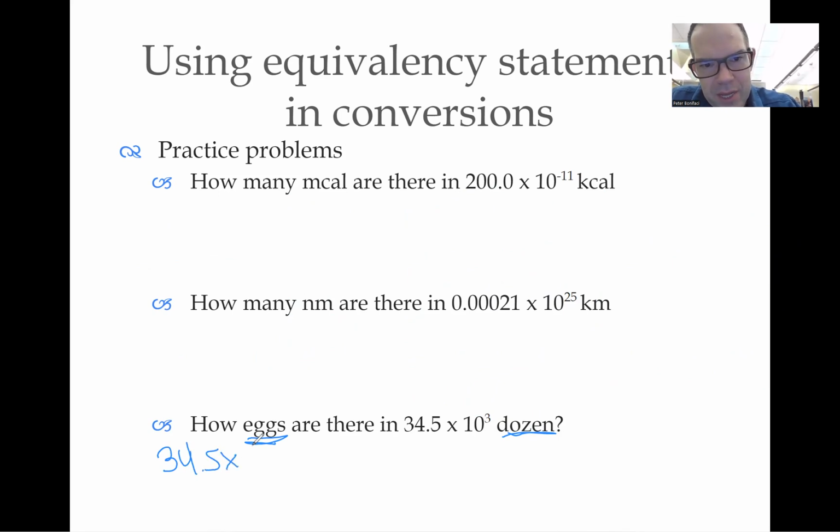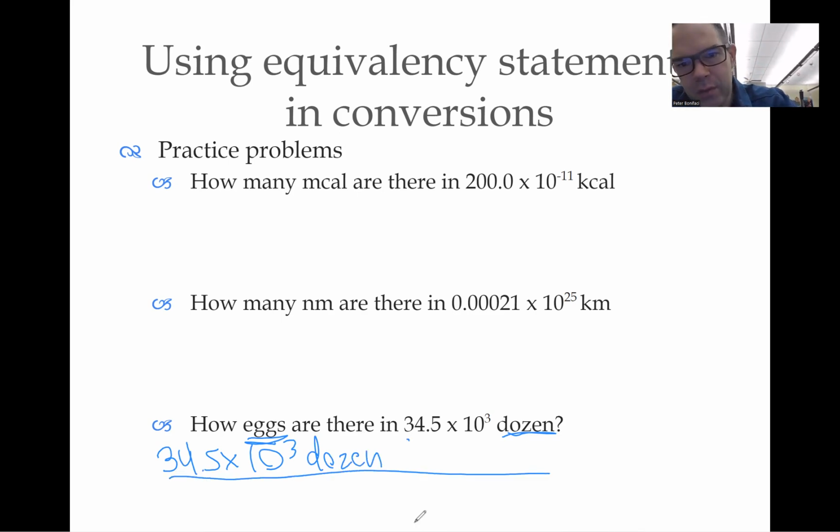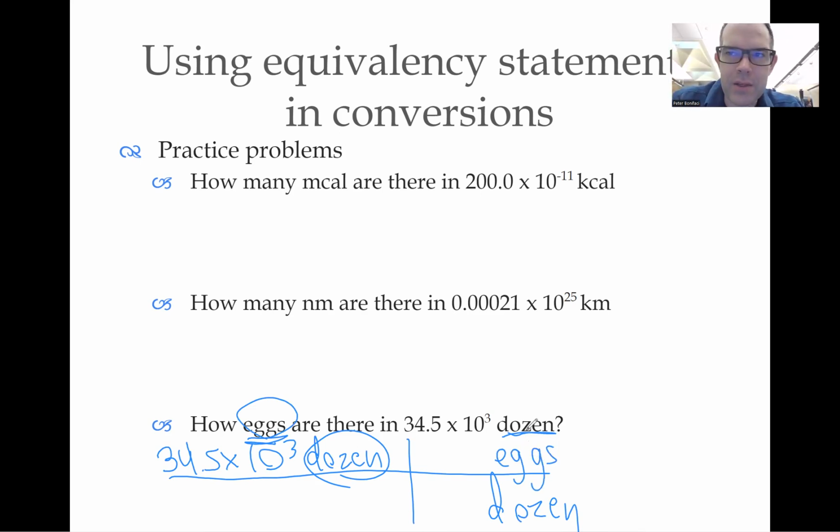34.5 times 10 to the 3 dozen. You need to write out the unit. Okay. Get rid of whatever unit starts here, that is the one that goes in the bottom. Get rid of dozen. And we want to know eggs. Okay, so eggs in the top. So what I mean by you have to use your brain is you need to think about how many eggs are equal to how many dozen. Okay, so think about things being equal to each other. So there's 12 eggs with 1 dozen.